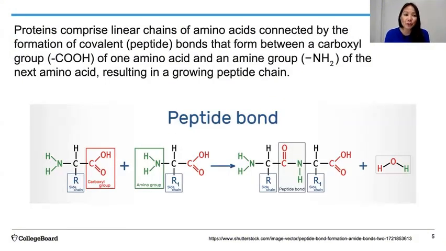Okay, now that we know the structure of amino acids, we can now link them together to make that growing polypeptide chain. So those proteins are composed of linear chains of amino acids connected by the formation of a covalent bond. That covalent bond is going to be called a peptide bond between the carboxyl group of one amino acid and the amine group of another amino acid. So there's going to be that peptide bond. Again, you can see in the image below in the left one, there's going to be that carboxyl group.